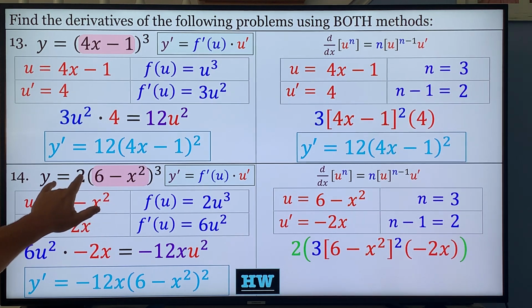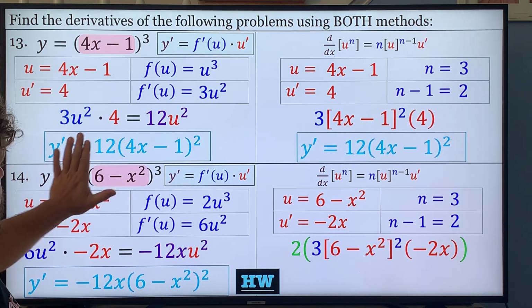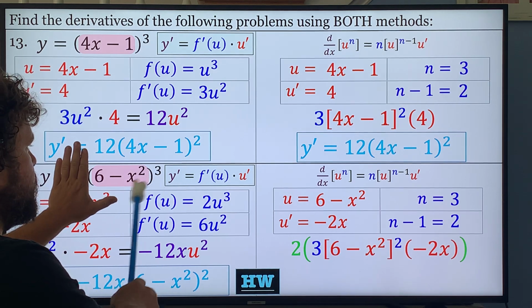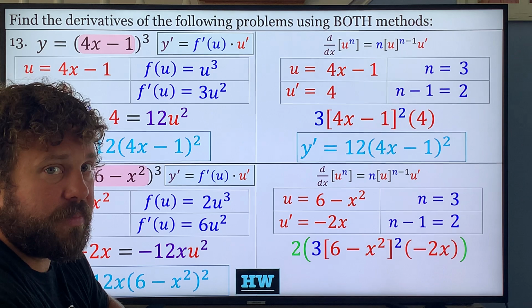So whatever the constant is in front of the function you're raising to a power, you're only actually deriving this stuff, besides the 2, it's just this piece. So you have to remember to multiply it by the 2 in the end. All right, because you have to multiply it back by the constant.